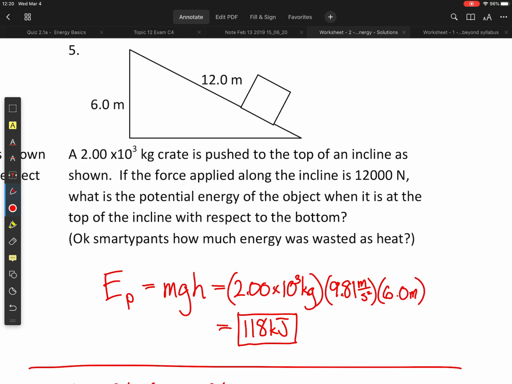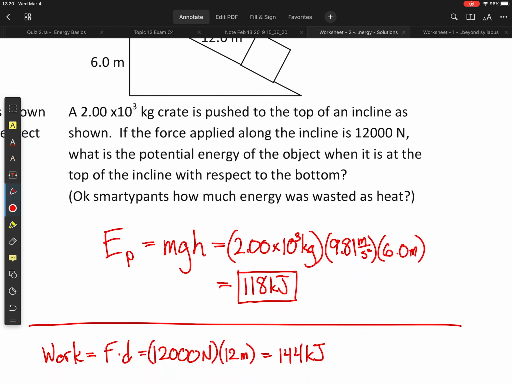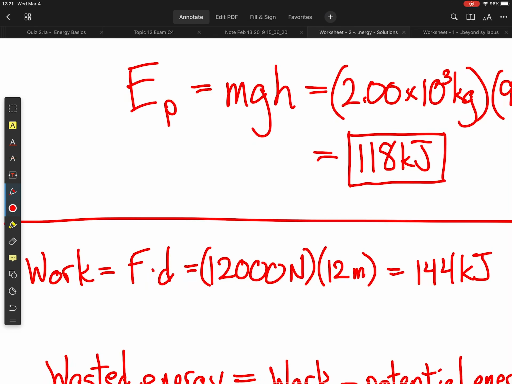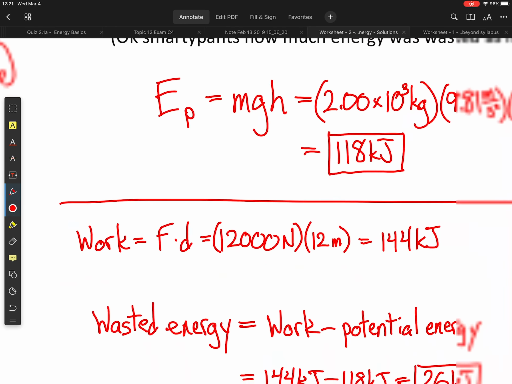Now you're thinking, hey, this is super easy. So the question: how much energy was wasted as heat? Well, in order to figure that out, first we need to consider the work done on the box. The work done on the box is given by force times distance, as you can see here. Our force is 12,000 newtons. Our distance is 12 meters. That will give us 144,000 joules or 144 kilojoules.